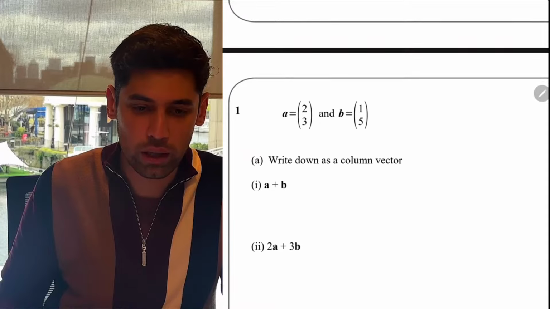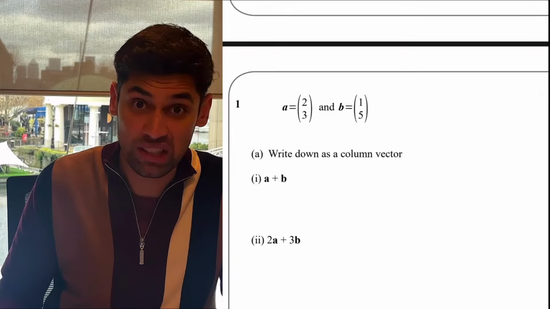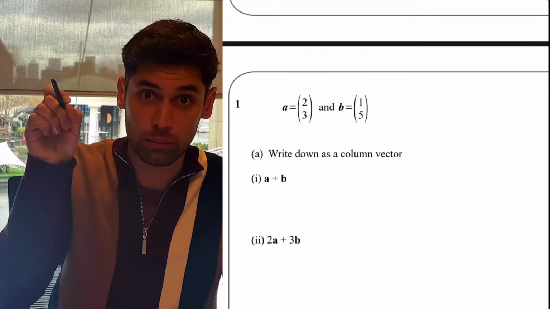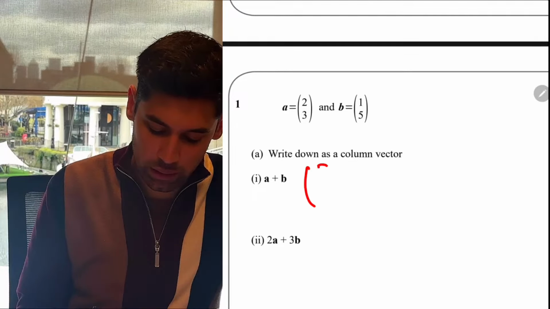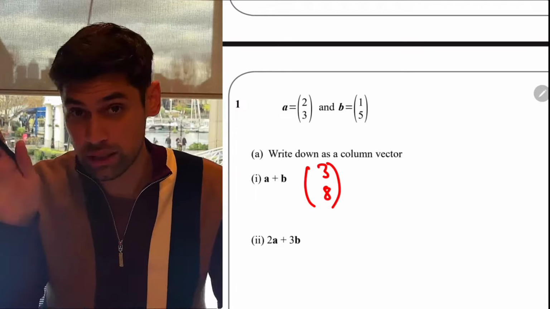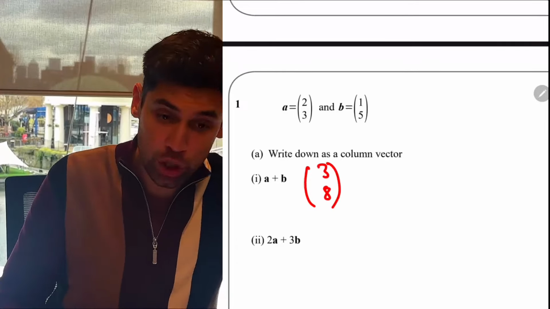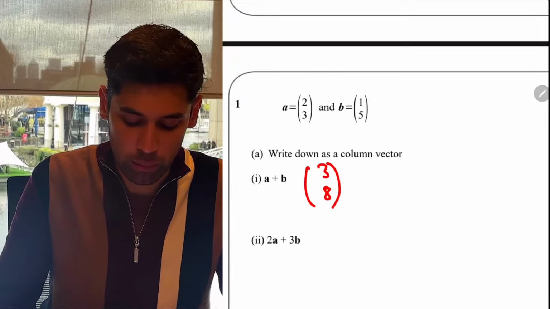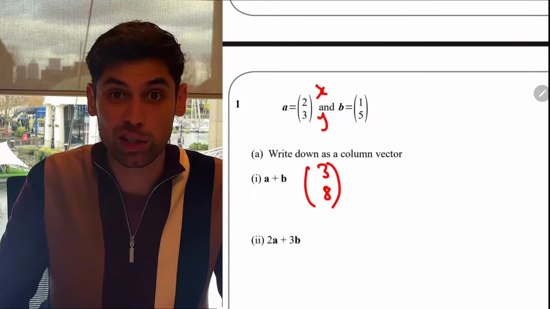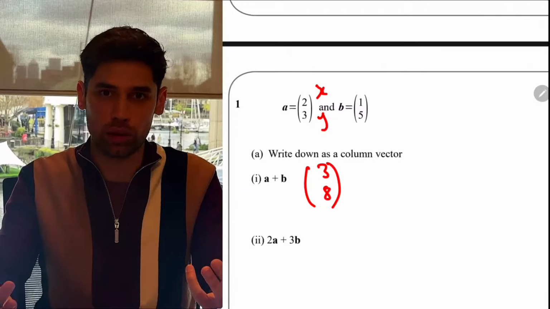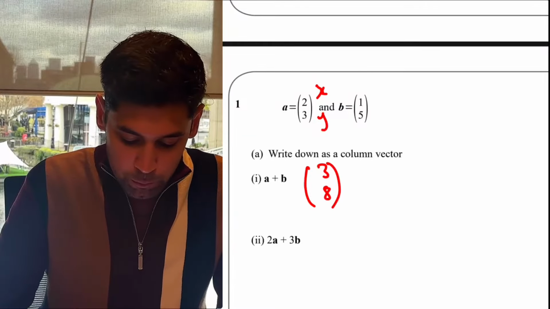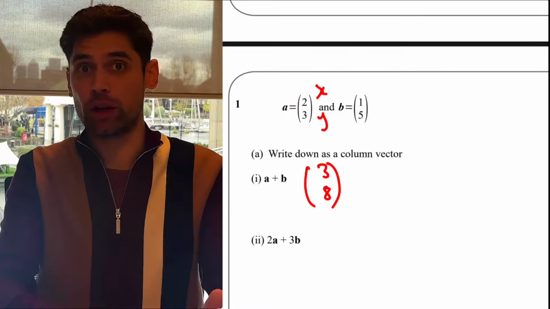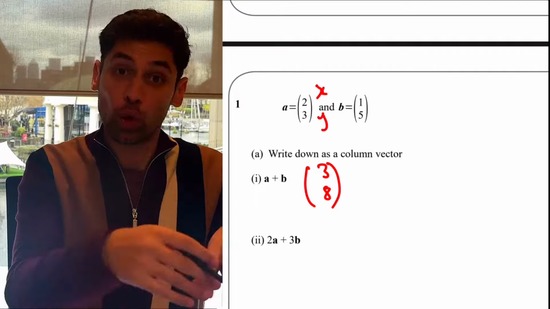Write as a column vector A plus B. Quite simply, we're just going to add the top numbers and add the bottom numbers. So that's going to create (3, 8). Literally as simple as that. Just to clarify, the top number represents the x direction and the bottom number represents the y direction, much in the same way as coordinates. The first number is the x, the second number is the y. In a vector, the top number is the x, the bottom number is the y. Because it's a positive number, that means it's going to the right. If it was negative, it would be going to the left, or going down if it was a y.